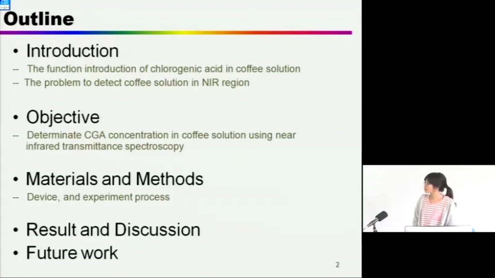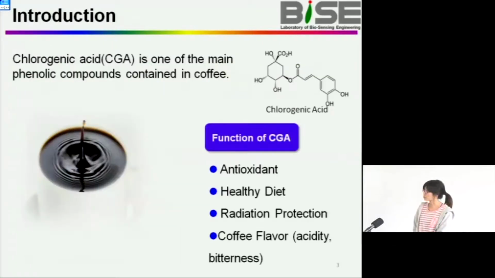The first part is the introduction. I will introduce the function of CGA in coffee solution, and also the problem of detecting coffee solution in the NIR region. The second part is the objective of my research: determine CGA concentration in coffee solution using NIR transmittance spectrum. And the third part is the material and method. I will introduce the device and the experiment process, followed by result and discussion, and finally the future work.